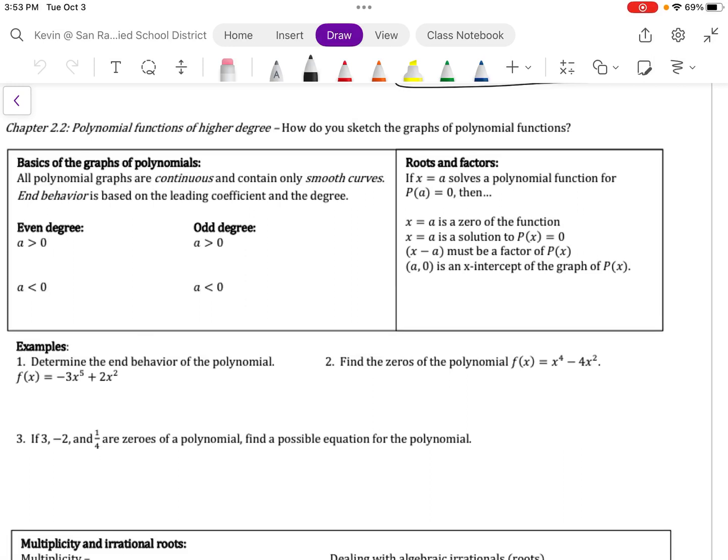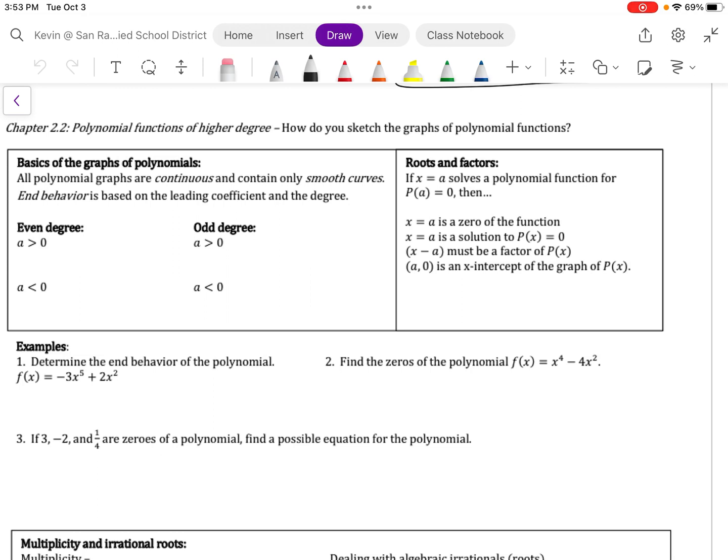Okay, chapter 2.2, polynomial functions of higher degree. How do you sketch graphs of polynomial functions? We're all familiar with quadratics and sketching a quadratic parabola. I couldn't think of the word parabola, but it kind of fits for all of the polynomials.